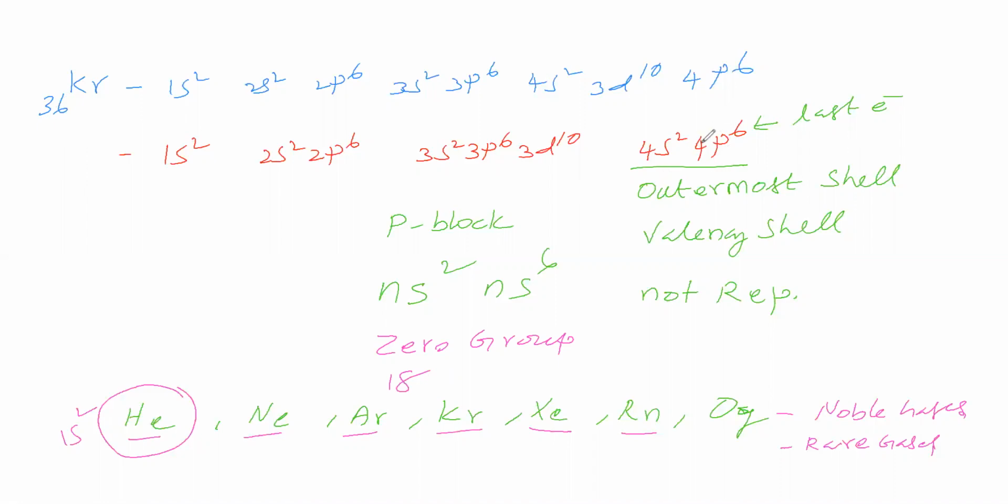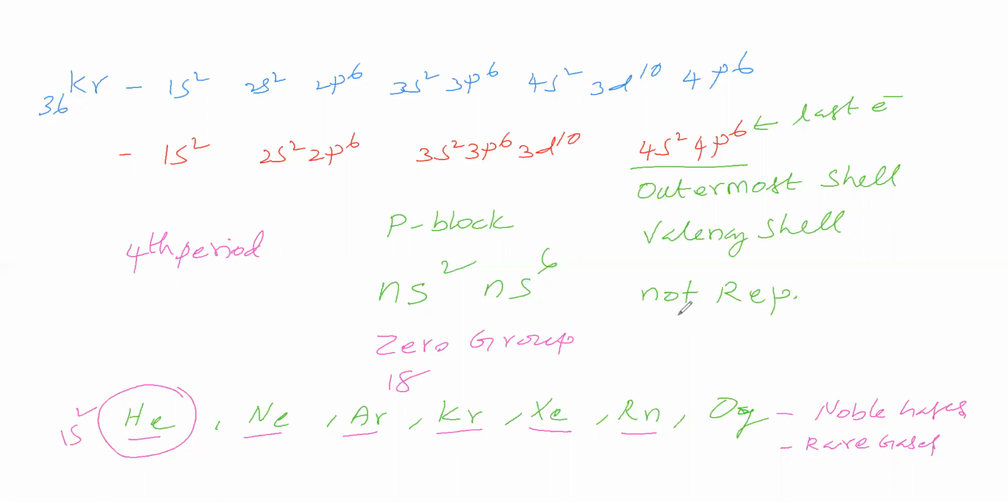That is called period number. The outermost shell principal quantum number is 4. Therefore, this element comes under the fourth period. Now, which block? P block. Which type of element? It is not a representative element. You have to call them noble gases or rare gases.